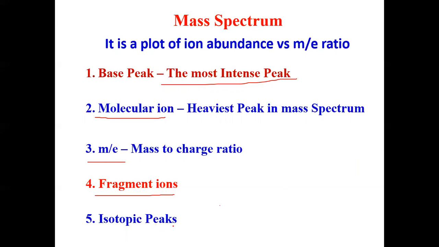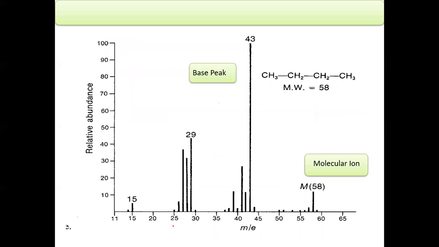Usually the different elements can exist in isotopic forms, and those isotopes are also detected in the mass spectrum. Let us see this example of a mass spectrum. This is one compound, butane. This is the mass spectrum.